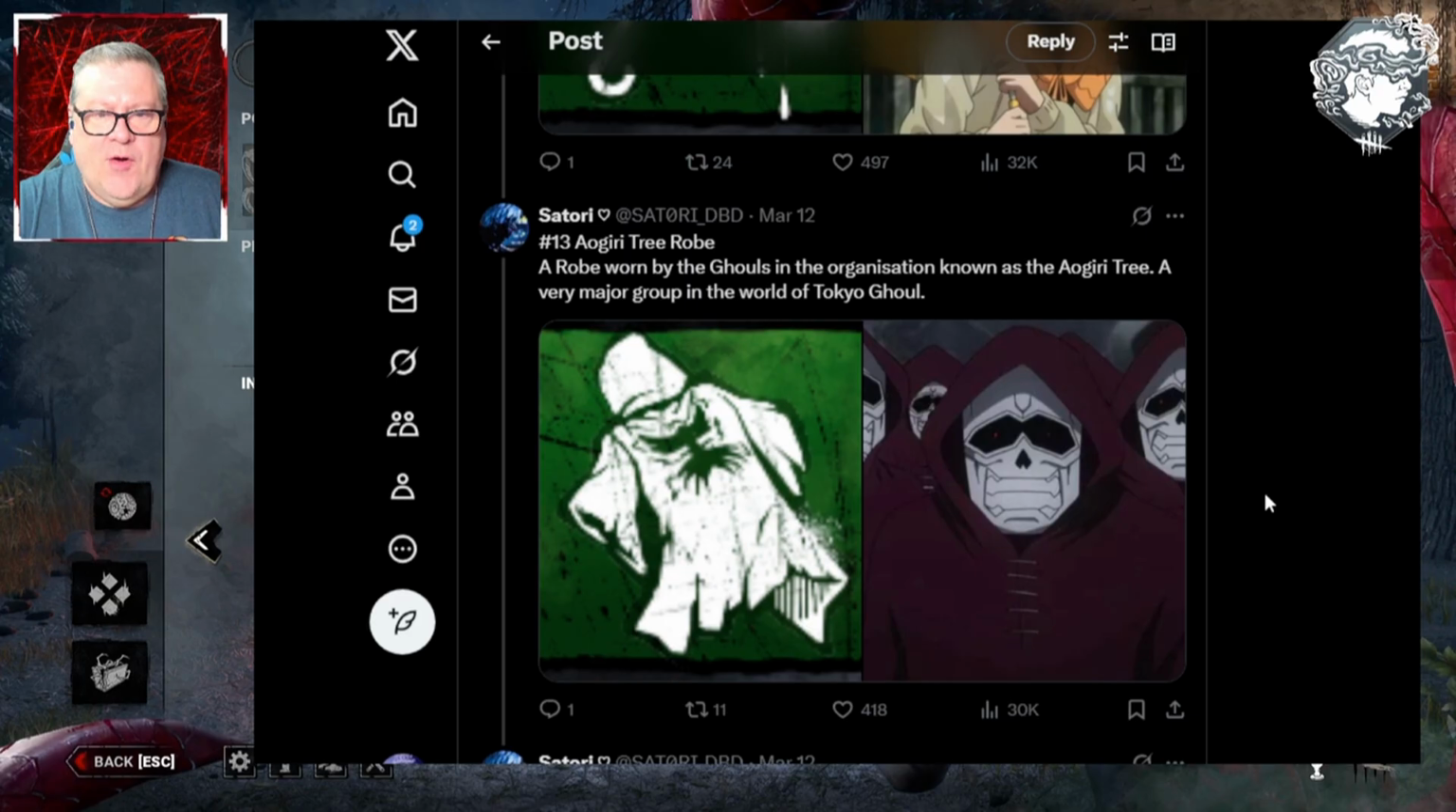Number 13, Aogiri Tree Robe, a robe worn by the ghouls in the organization known as the Aogiri Tree, a very major group in the world of Tokyo Ghoul.